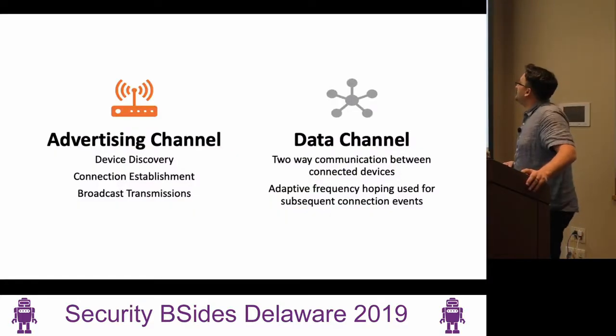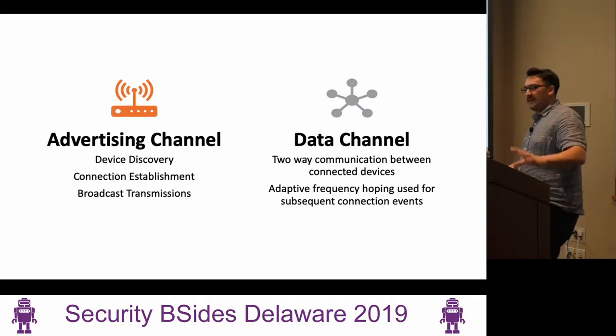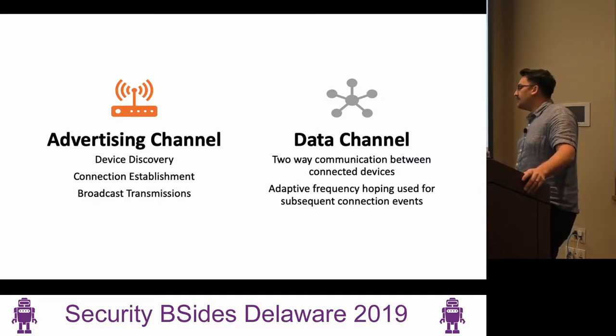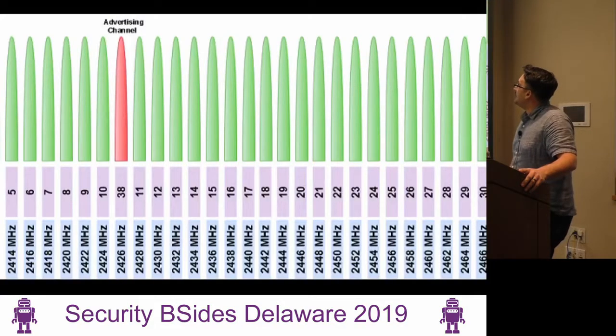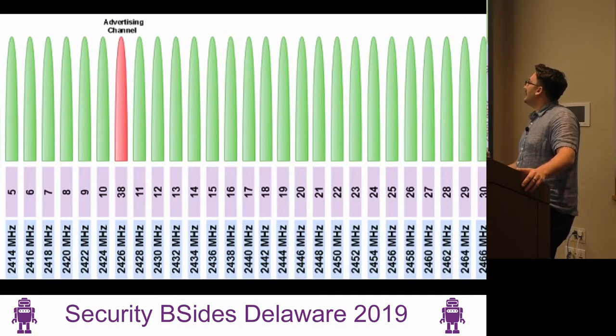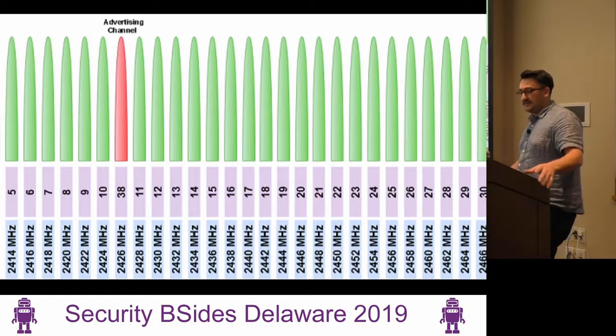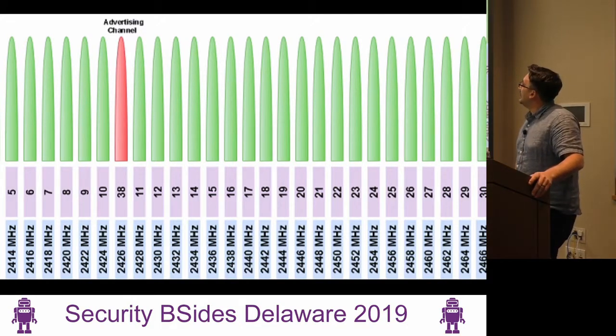So BLE has two different types of channels. There's an advertising channel: hey, I'm a device, please someone connect to me, here's how long I'll wait for a connection, things like that. And then once you make a connection, there's the data channel. One of the interesting things about BLE is that it has a lot of different data channels to choose from. In the red, 37, 38, and 39 are the advertising channels. Everything else in the spectrum is meant for data to be transferred.